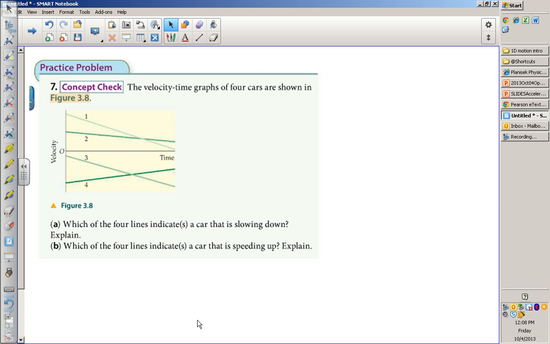So with that in mind, let's take about 30 seconds and let's talk about these 2 questions, okay? Because these ones need a little verbal reinforcement. So, in your small 2-3 person groups, let's talk about which of the 4 lines represent something speeding up, which one's slowing down. Go.